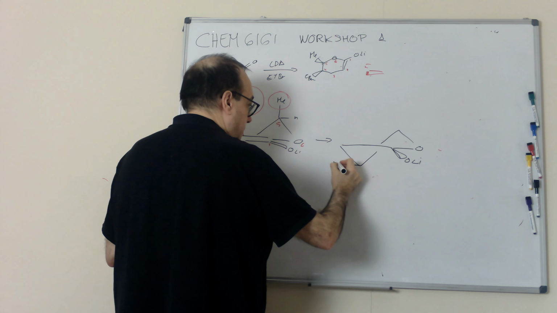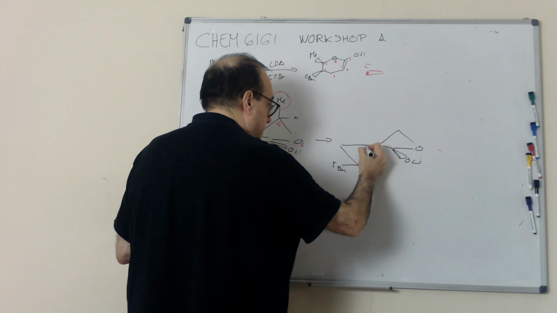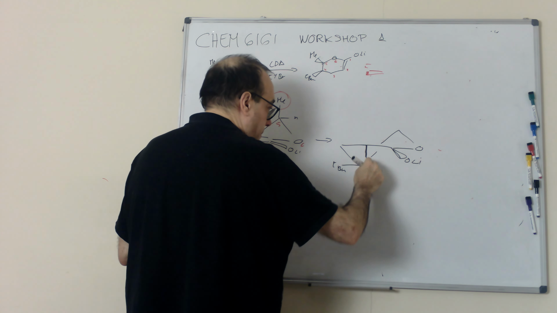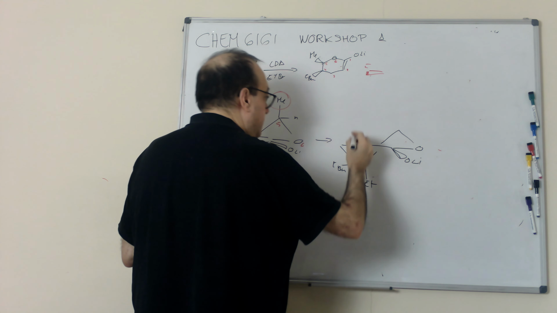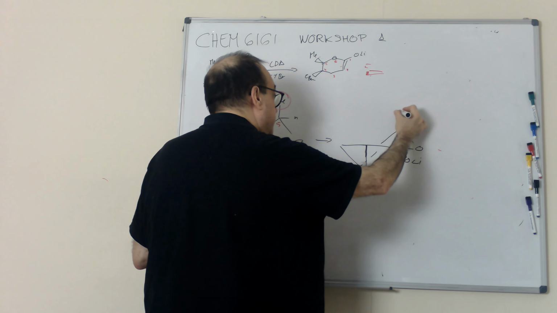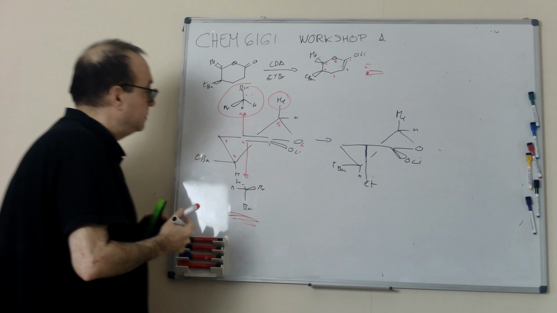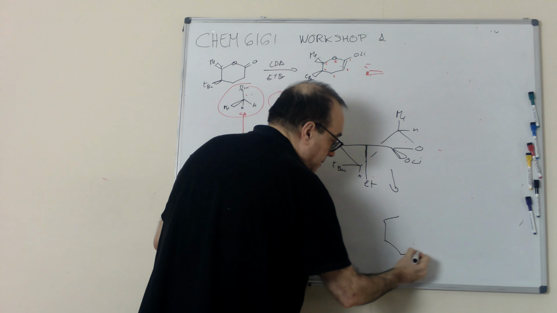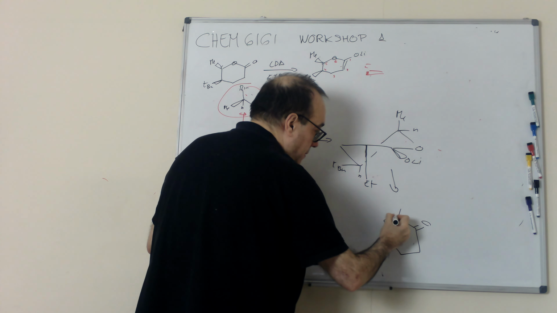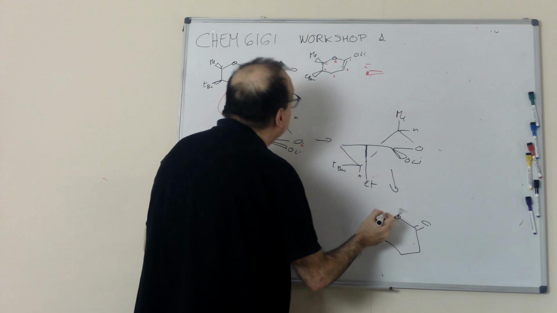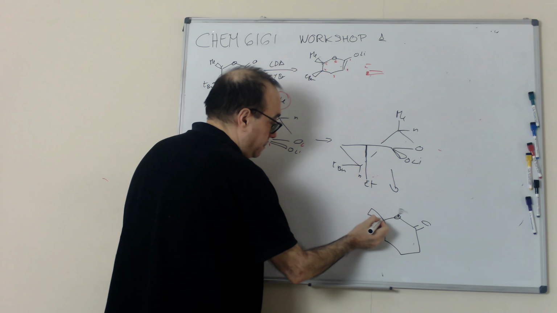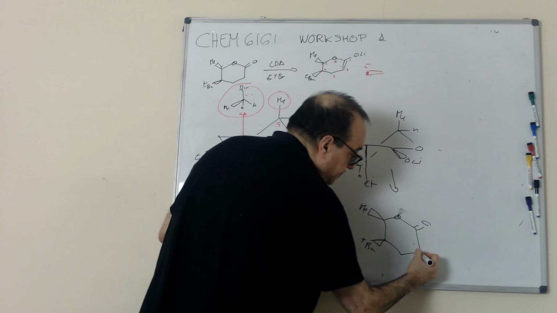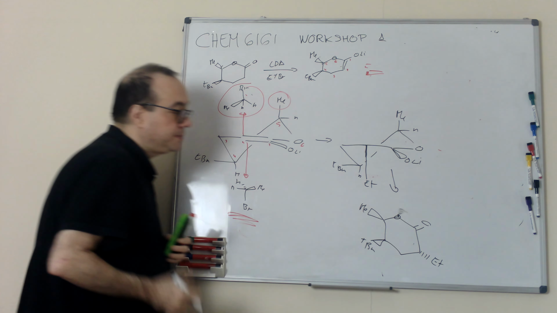Okay, tert-butyl, hydrogen. Here will be the ethyl, and here will be the methyl. Okay? And then I transform this into the normal drawing. This was up. This was up. And this is down. Okay?